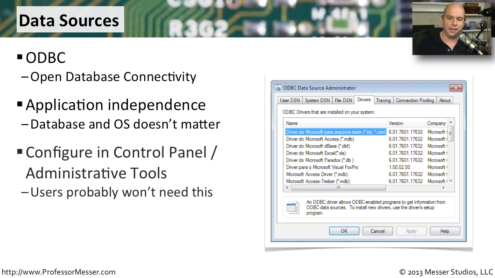You would configure this in the Control Panel under Administrative Tools. There's an option inside there for Data Sources. And most of the time, your users won't need to change or modify any of these things. The defaults will work just fine. But if you have a particular application that is using a certain aspect of ODBC that may need modification, you'll find it right there in your Administrative Tools under Data Sources.